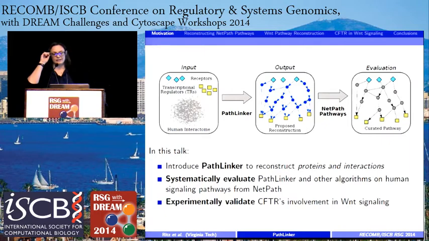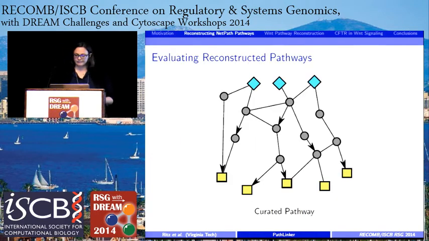Now, due to the time of the talk, I'm actually going to go a little bit out of order. I'm first going to talk about how do we evaluate a pathway reconstruction, and then describe the related work in terms of the performance. I'll then talk about PathLinker and provide some intuition about why PathLinker performs the way it does. So how do we evaluate reconstructed pathways?